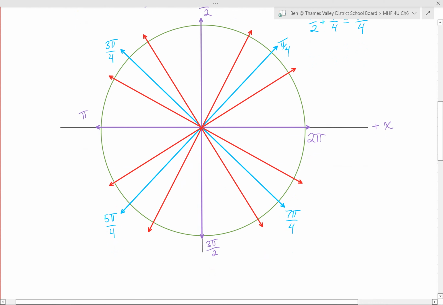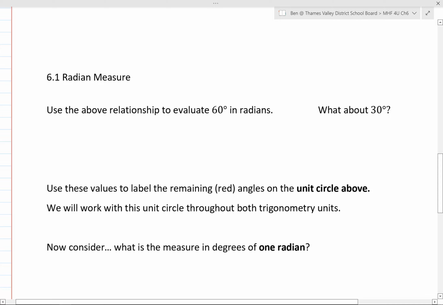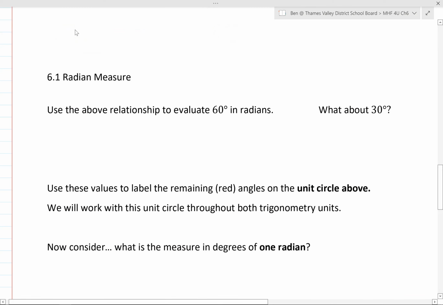All right, now we'll take a tiny bit of a break, and then we'll come back to this unit circle here. We'll try the same thing. This above relationship that we were working with, that is pi equals 180 degrees, we want to use this to evaluate 60 degrees in radians.